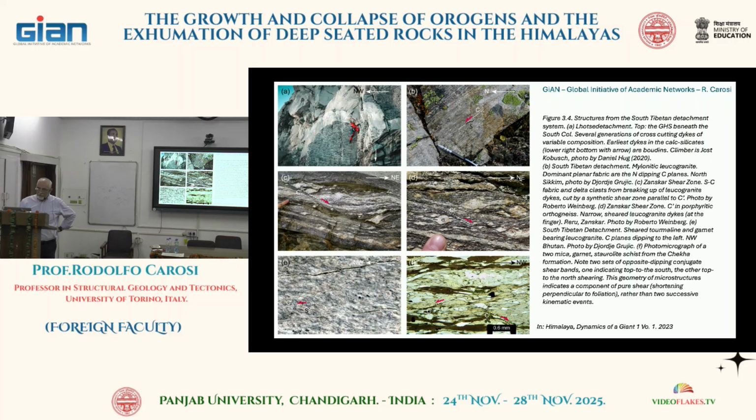So yeah, some fish from the book Himalaya: Dynamics of a Giant, from Grujic and Kellett. Maybe they made a chapter about the South Tibetan detachment. You can see very beautiful structures everywhere. C prime, sigma-type porphyroclast, deformed leucogranite, deformed SC and mica fish also in section. So the sense of shear is quite clear.